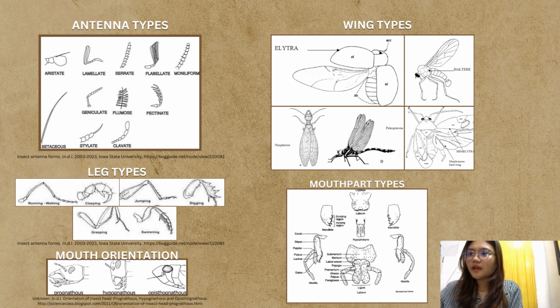The prognathous insects have mouth parts that are directed forward and away from the body, extending horizontally. Many herbivorous insects like grasshoppers and beetles have prognathous mouth parts. Hypognathous insects have mouth parts that are directed downwards, away from the horizontal plane of the body. Mosquitoes with their piercing sucking mouth parts are an example of hypognathous insects.